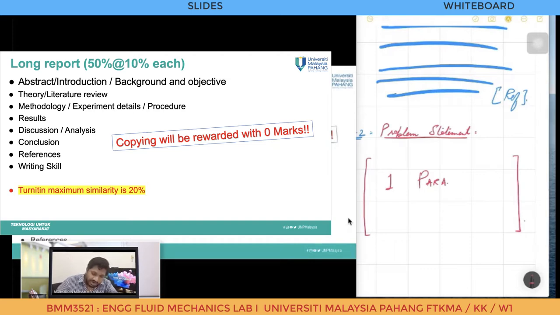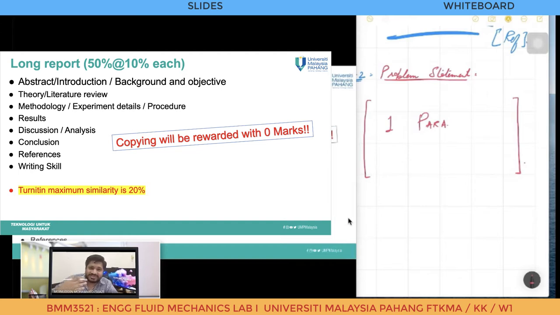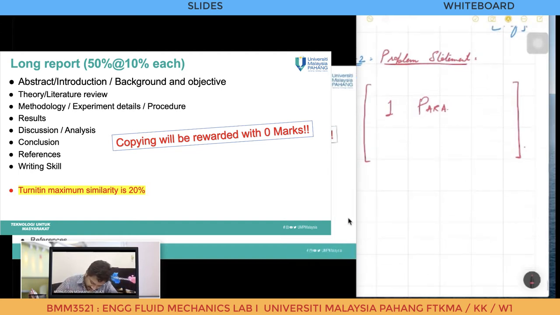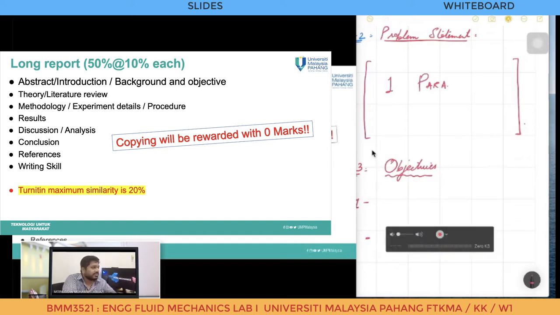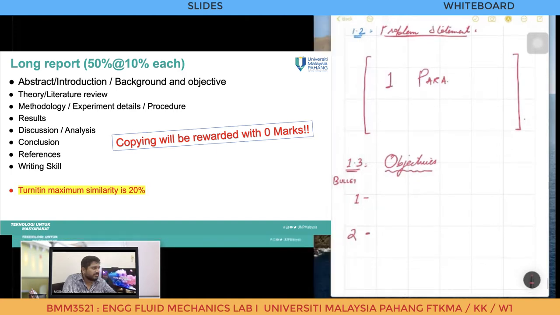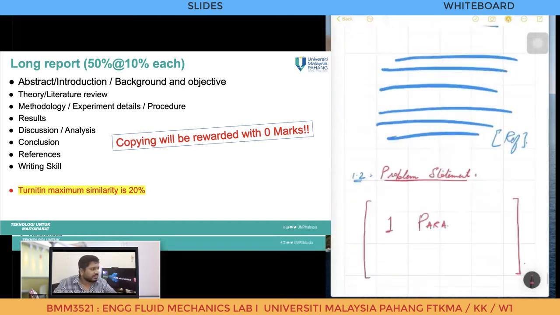Then in order to overcome the problem, what are the objectives that you're going to take? Okay, so 1.3 objectives, or what is the objective of the experiment? What is the problem in the experiment and what is the objective of this experiment? Objectives usually are one line. So in terms of bullets, you have bullet numbering one and two. Okay, maybe it could be three also.